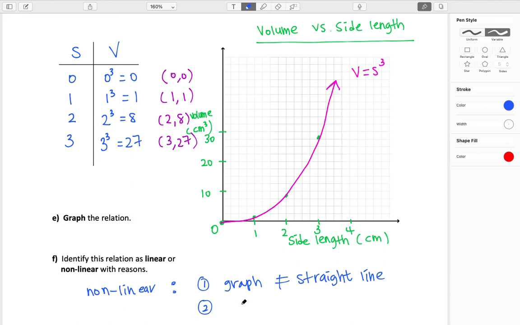Another thing is that if you look at the equation, what's the degree? It's 3. It's not 1. So when you look at the equation, the degree is not 1. Okay, so when you have an exponent that is 2 or 3, it won't be a linear equation.